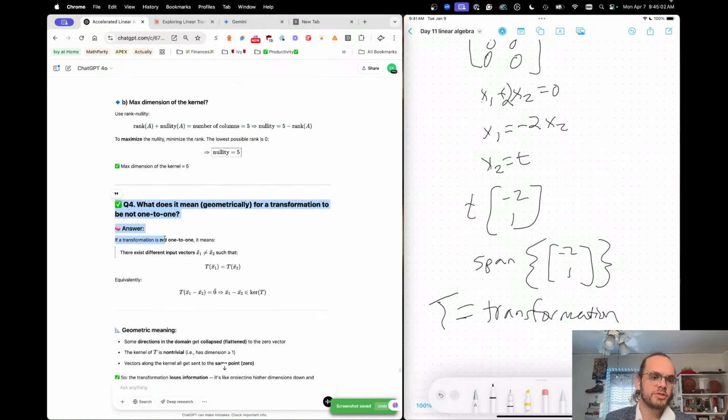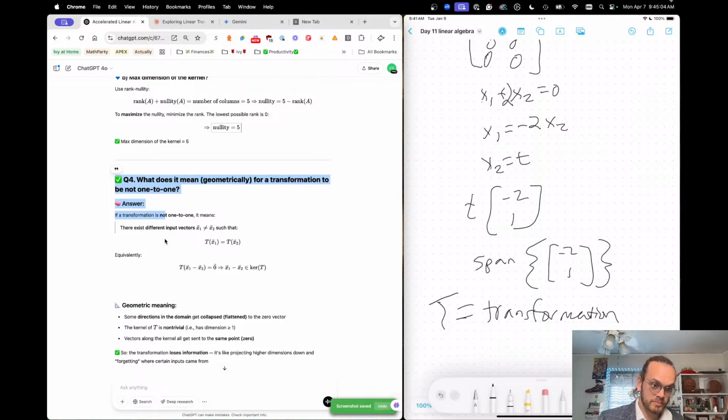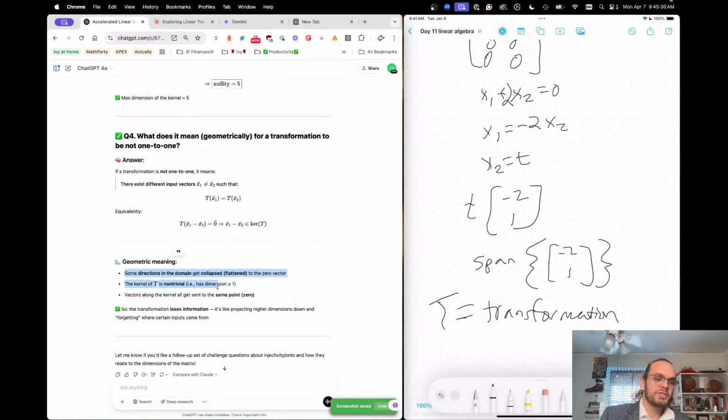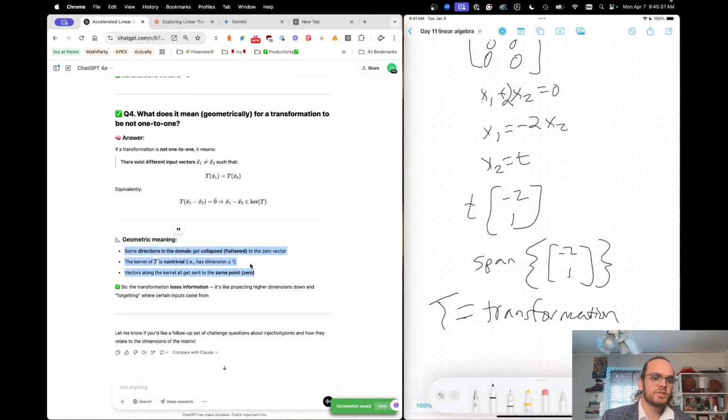What does it mean geometrically for a transformation to be not 1-to-1? There exist input vectors such that the transformation of one input vector is equal to the transformation of a different input vector. Okay, so that's similar to what it means in algebra. Equivalently, I could take these and subtract them to get the 0 vector. Some directions in the domain get collapsed to the 0 vector. The kernel is non-trivial. Vectors along the kernel all get sent to the same point, 0. So the transformation loses information.